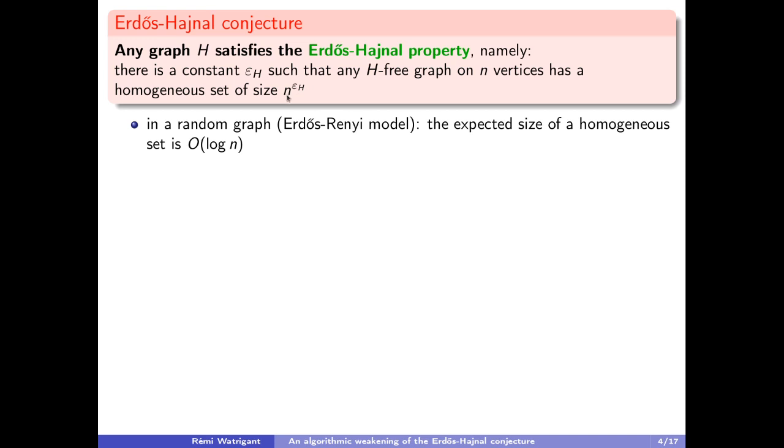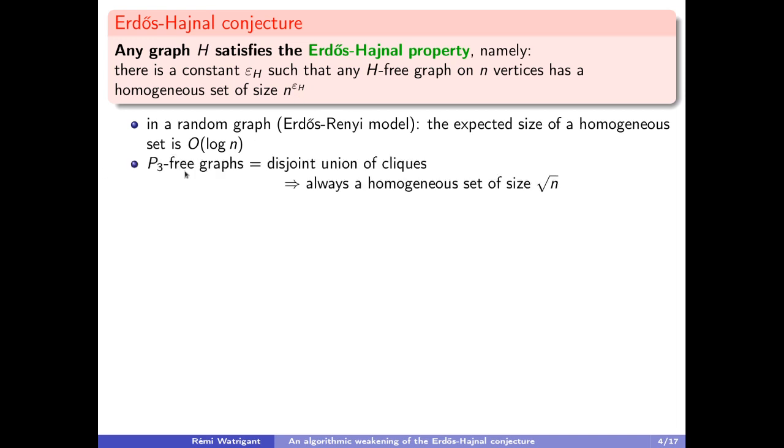Unfortunately, not so many graphs H are known to satisfy this Erdős-Hajnal property. We can mention the case of P3-free graphs that we have talked about previously. Actually, P3-free graphs are disjoint unions of cliques. So it either has a clique of size square root of n, or it is a disjoint union of square root of n cliques. In that case, there is an independent set of size square root of n. So there is always a homogeneous set of size square root of n. The constant here is 1/2.